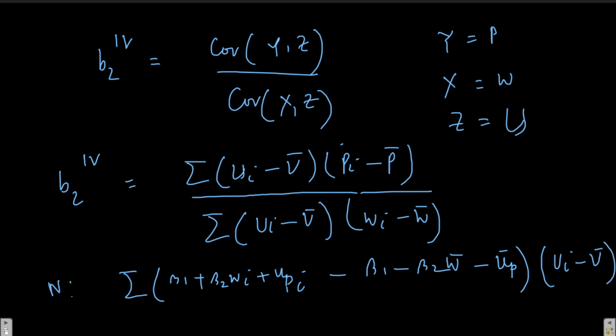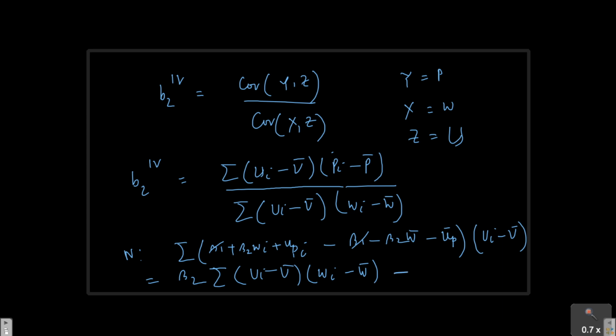So we are familiar with this expansion, and what we'll get is I'll cancel this beta 1, I'll get a beta 2, and then I'll have Ui minus U bar into Wi minus W bar, and then I'll have the same term here, but I will have Ui minus U bar and small UPi minus UP bar, right? So that's what I'll get. Now, if I divide by the denominator, this is going to be simply beta 2, okay?